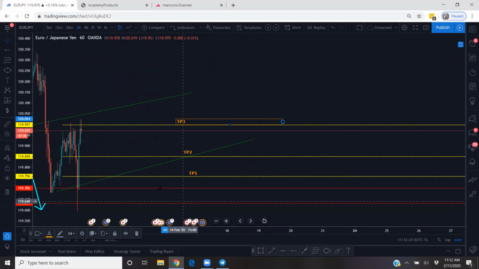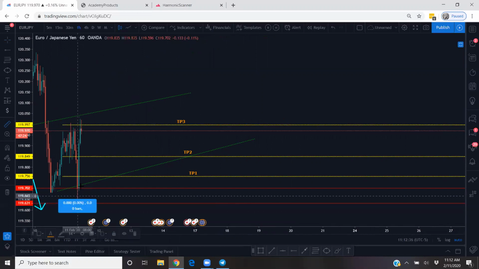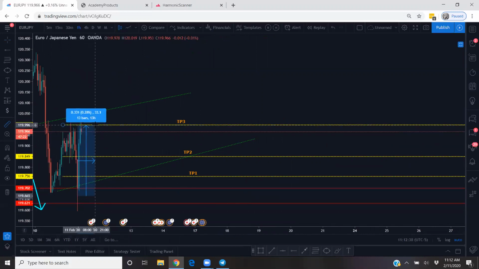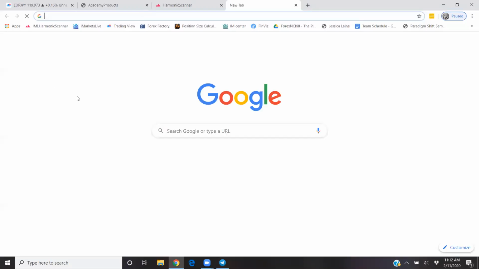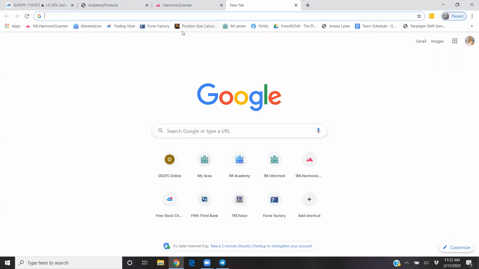So utilizing this tool, as you can see, when price pulled into this area, it pulled back up, hit our take profit 1, hit our take profit 2, hit our take profit 3. So overall, if you got in within this zone and you carried it all the way up to take profit 3, that's an easy way to catch 33 pips, depending on your lot size.